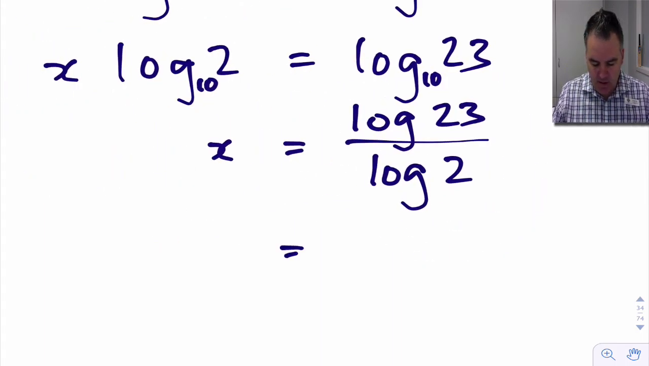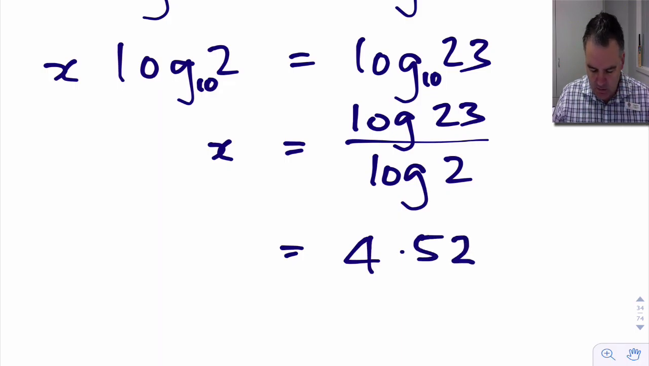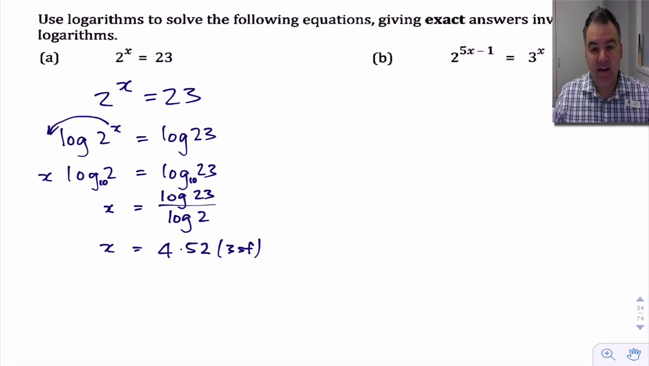Okay, so I'm going to grab the calculator now. Log 23, divide that by a log of 2, and I get 4.52, 3 sig figs, okay, or 4.524. I'll just go to 3 significant figures. Okay, that's x. So that's how you solve your first basic logarithm equation.